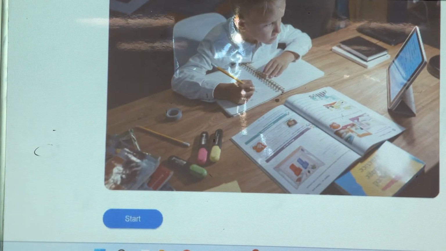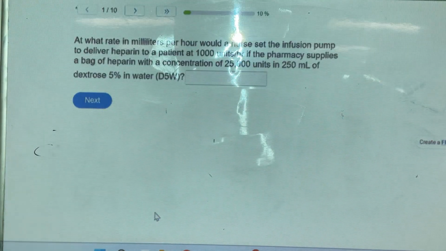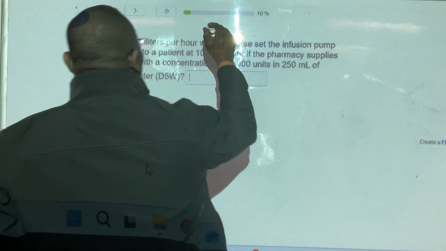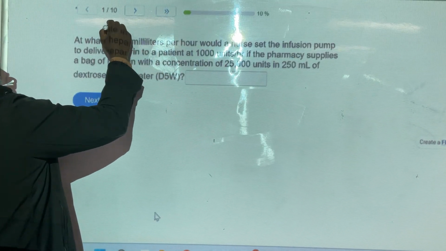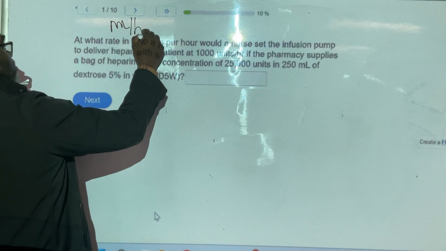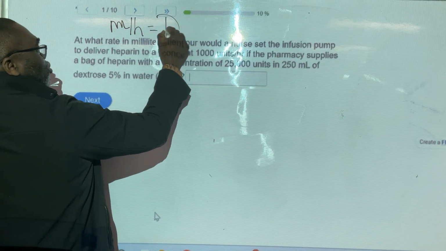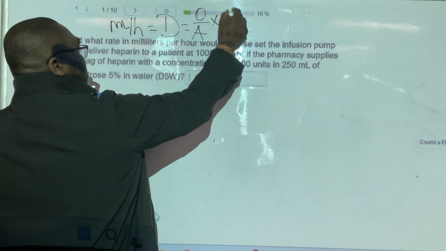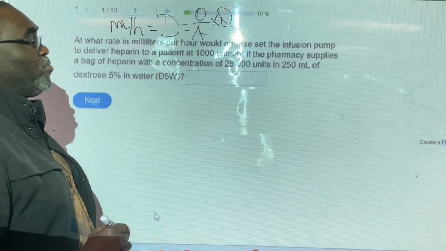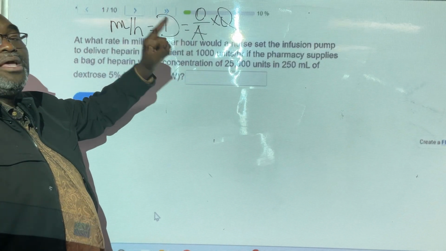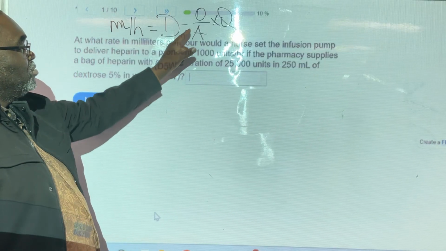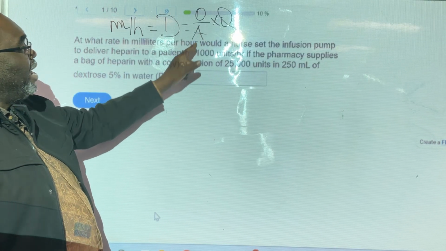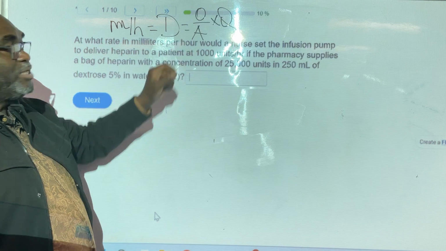All right, so we're going to start right here. Let me remind you, so there's no confusion. If the question is looking for milliliters per hour, it means we're going to use dosage, which is your order, available, time, quantity. But because we are looking at milliliters per hour, your order must be per hour as well, and you have to have the same unit as your available.